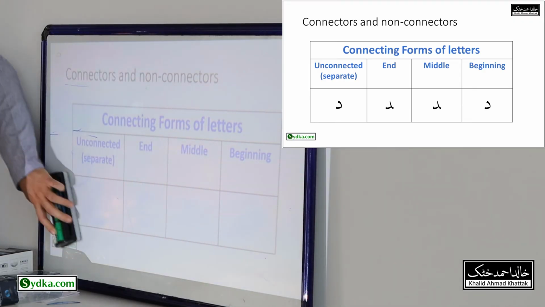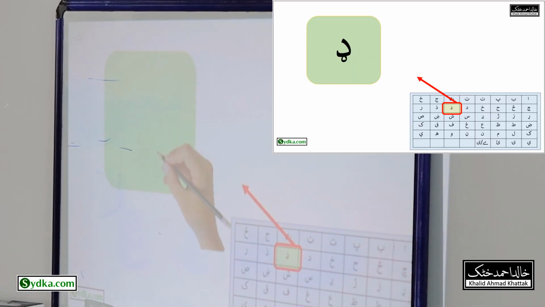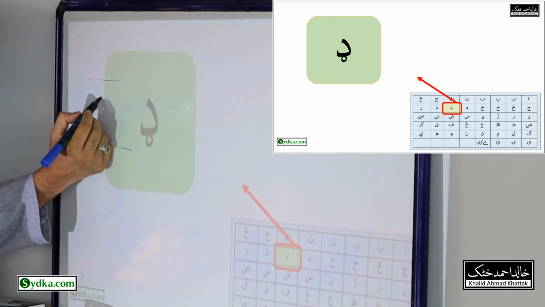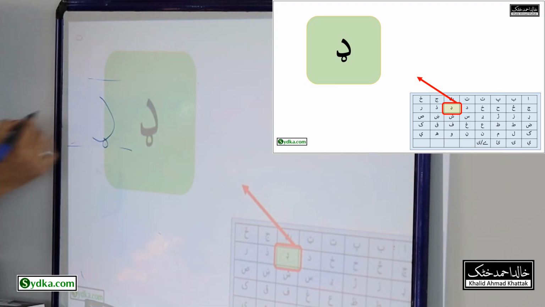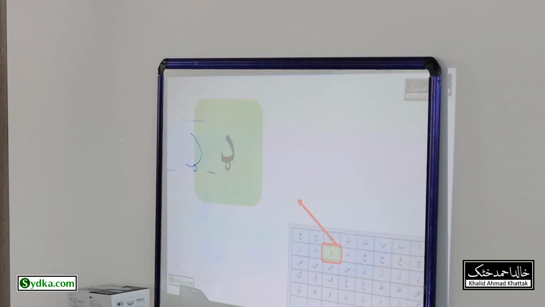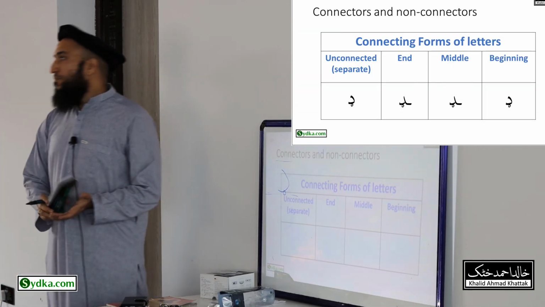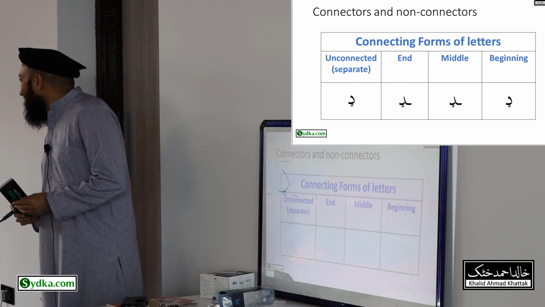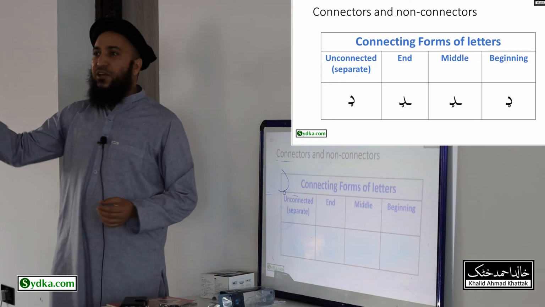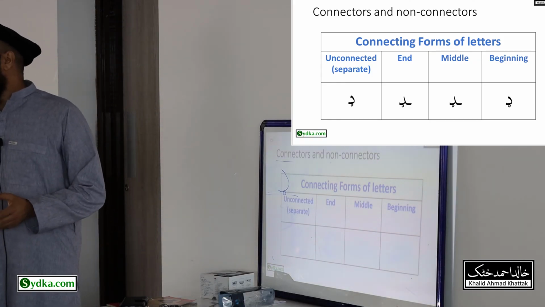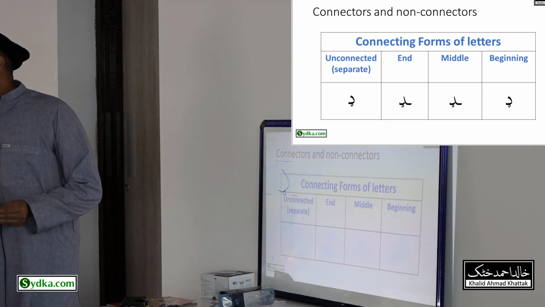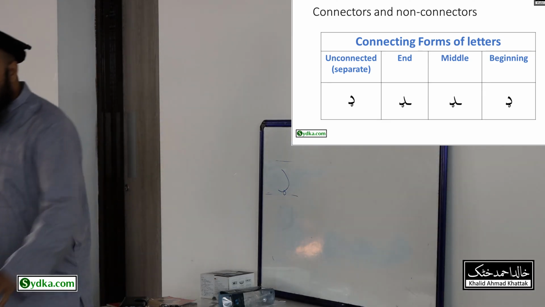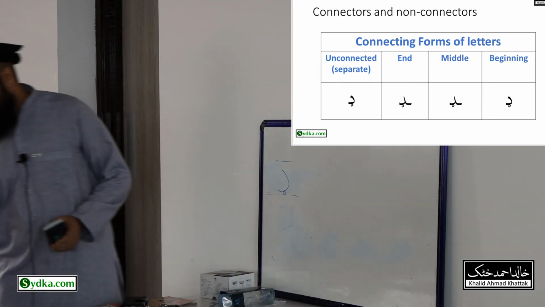So this is example of non-connector. Dal. Start from there, go to the right, come back, and add circle to it. Dal for doctor. Is this a connector or non-connector? Connector. Why? Because you can use two sides. Anyone agree or disagree with her? It's a non-connector. Why? Because you can only connect it before and not after. Good. Before, I think it's dead now. So we have to carry on without this, okay?